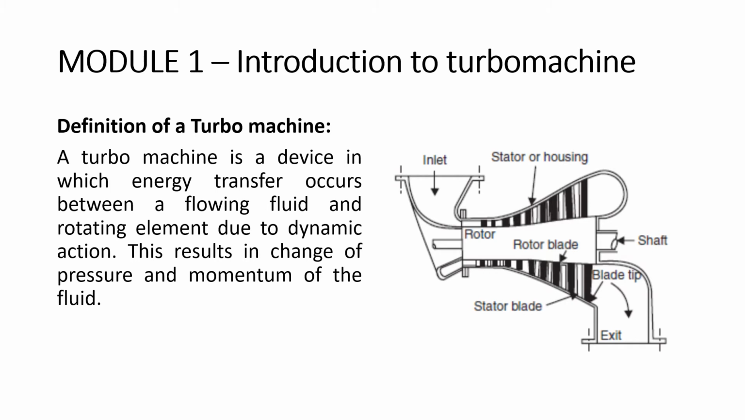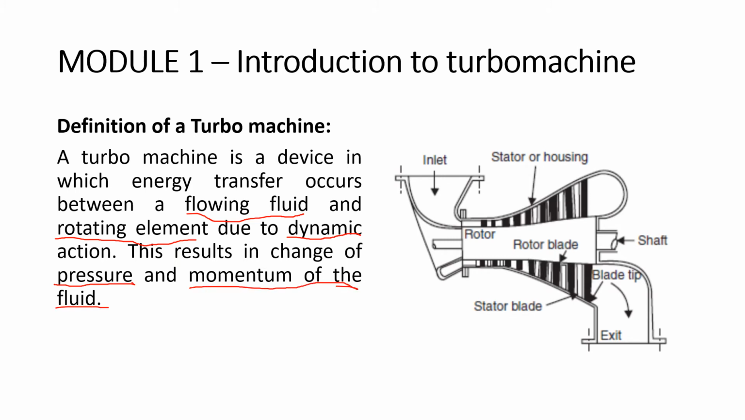In this definition, you need to remember the energy action takes place between the flowing fluid and the rotating element. There is an energy exchange, either from the fluid to the rotating element or from the rotating element to the fluid, based on which type of turbo machine it is. And how it is taking place: it is due to dynamic action. When the energy action takes place between the flowing fluid and the rotating element due to dynamic action, what properties are going to change? There is a change in pressure and momentum of the fluid.